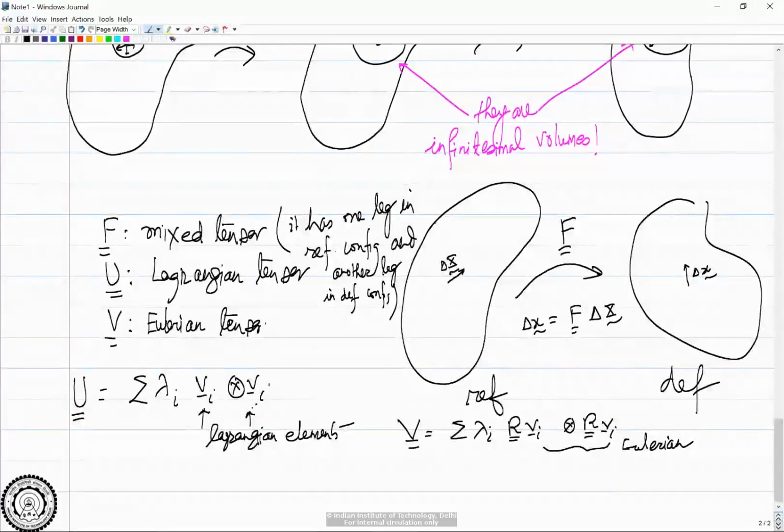Okay, so the definition is the same, but the expressions will change. Yes, exactly. The physics is the same, of course. The physics behind the strain is the same, but the mathematical expressions are different because you are not neglecting anything here. Yes, that's also a very good question.